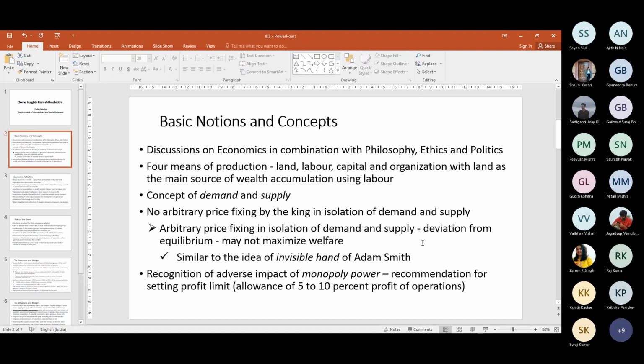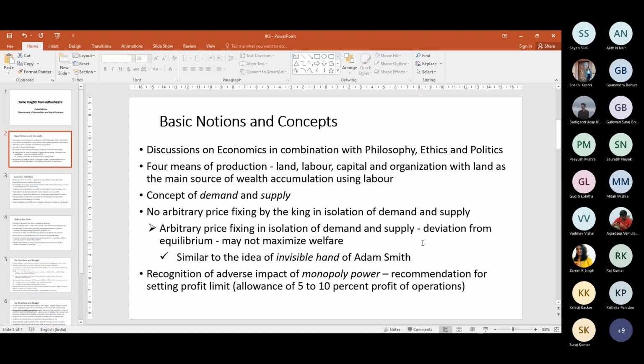Like what we see in various theories of economics, like the concept of demand and the concept of supply, similar ideas we see in the Arthashastra as well. It was discussed that price shouldn't be fixed arbitrarily by the king or the state in isolation of demand and supply.